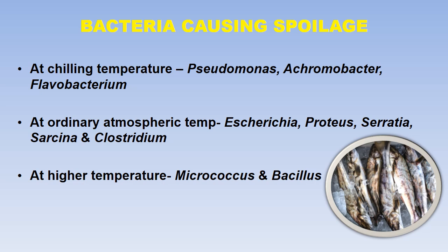Now we will see the bacteria causing spoilage. In microbial spoilage, the most important is bacteria. Majorly they are responsible for spoilage, so we call it bacterial spoilage. There are three categories, mostly depending on the temperature. When the temperature is low, that is at chilling temperature, the common spoilage organisms are Pseudomonas, Achromobacter and Flavobacterium. Then at normal room temperature, around 20 to 35 or 40 degrees, we call them mesophiles, mostly Escherichia, Proteus, Serratia, Sarcina and Clostridium. These organisms are responsible for spoilage of fish, and at higher temperature those are called thermophiles or thermoduric organisms, like Micrococcus and Bacillus. They cause spoilage of fish.